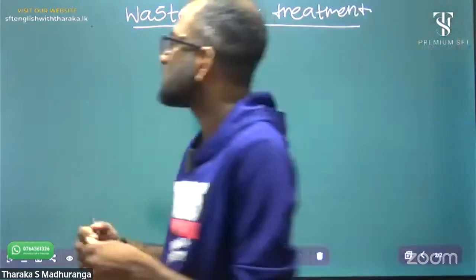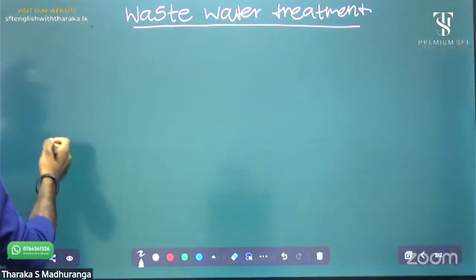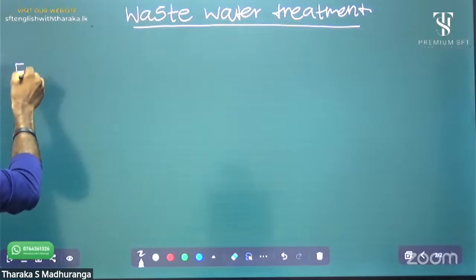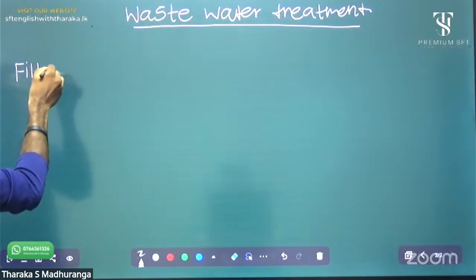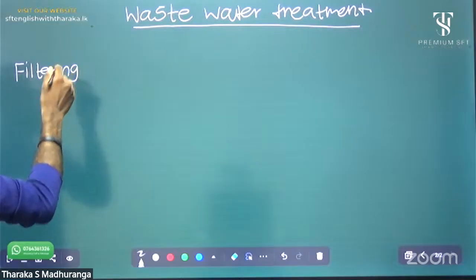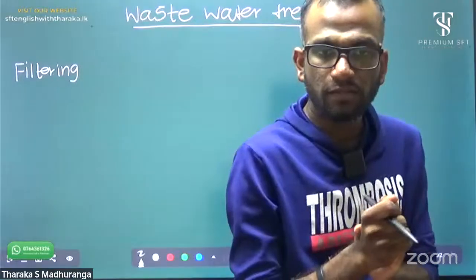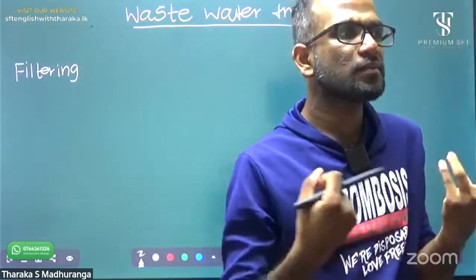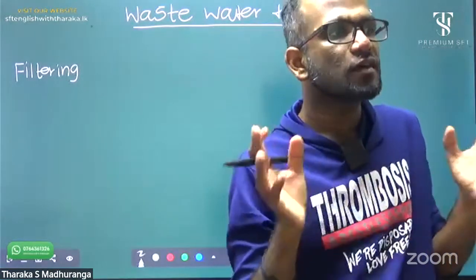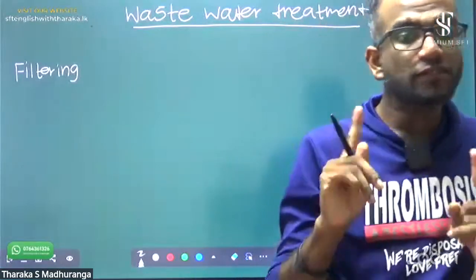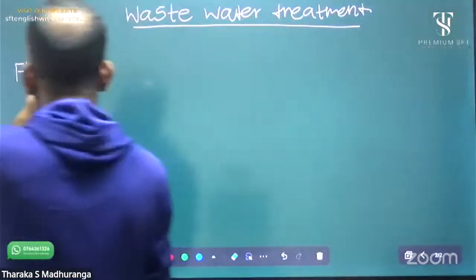Filtering. The first step is filtering, and this is primary treatment, right? If you want, please note down this filtering. We can use different screens. The purpose is to remove solid particles, like shopping bags, coconut husk, and other solid particles we can filter out. That's the first treatment process, filtering.